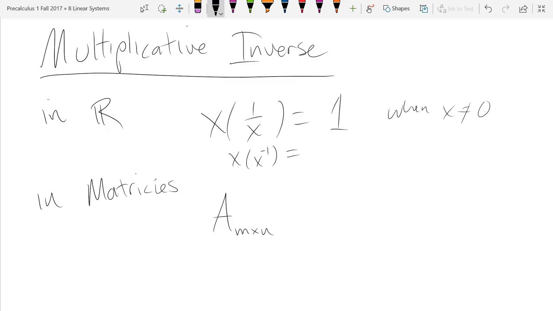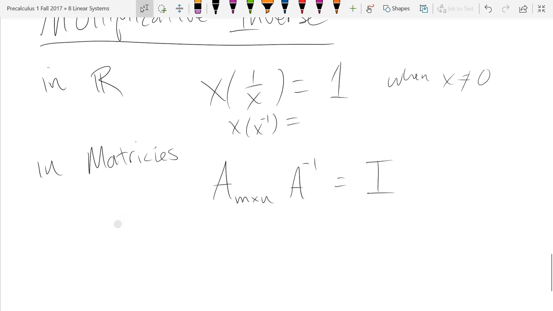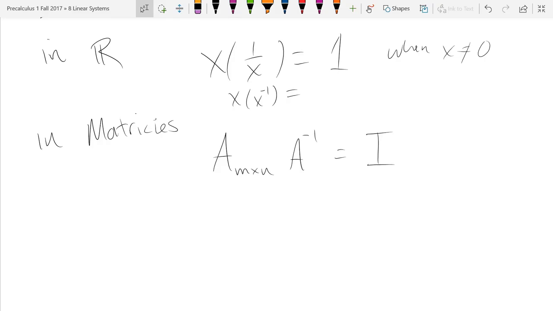So we're going to use the same notation. We're going to write A inverse. And what is 1? What's the equivalent of 1 in matrices? It'll be the identity matrix. It's the matrix you can multiply by and not change anything. And all right, when we look for inverses, we only are going to be concerned with square matrices. So there are no inverses for non-square matrices. So right away, we get to fix the dimensions to be a square.